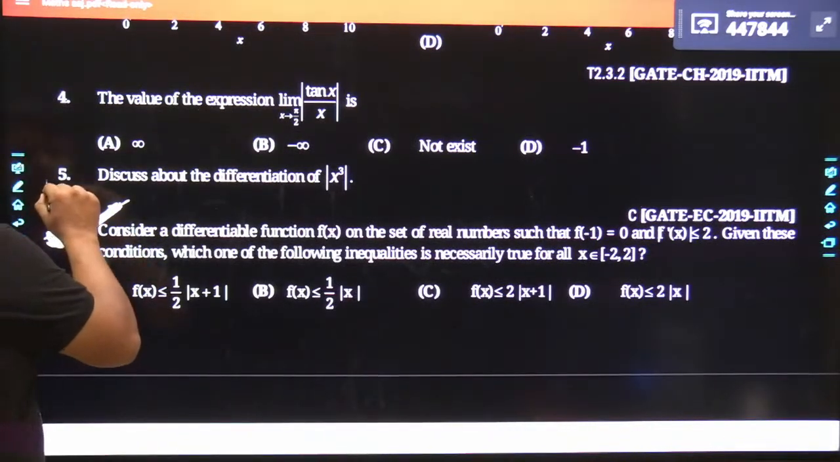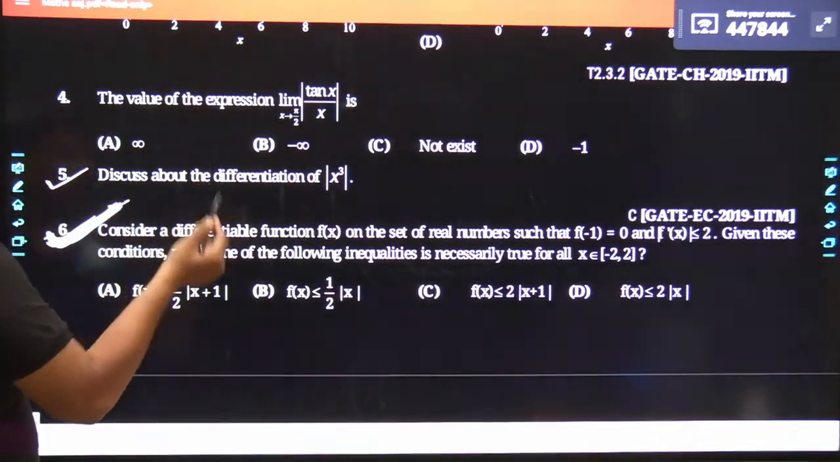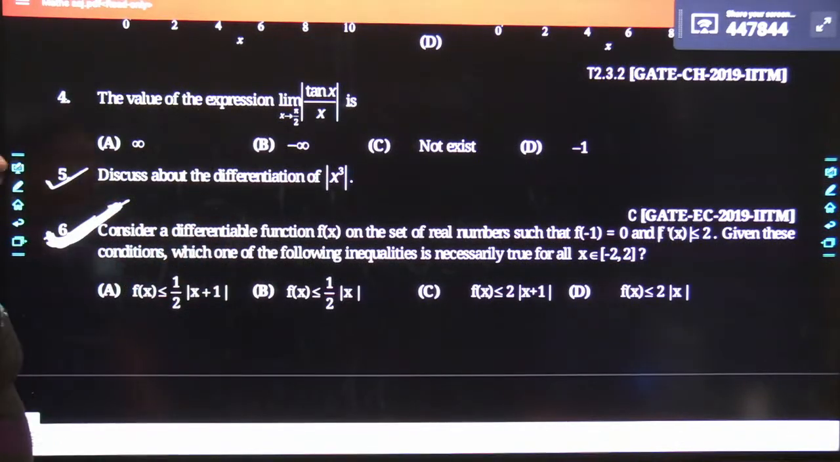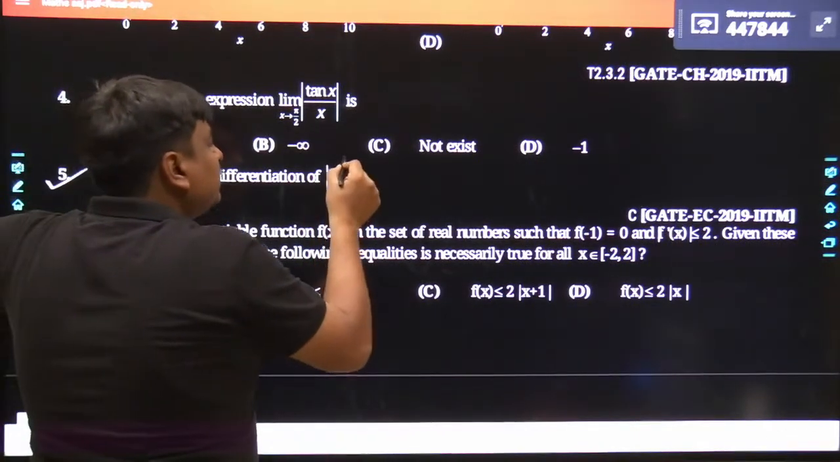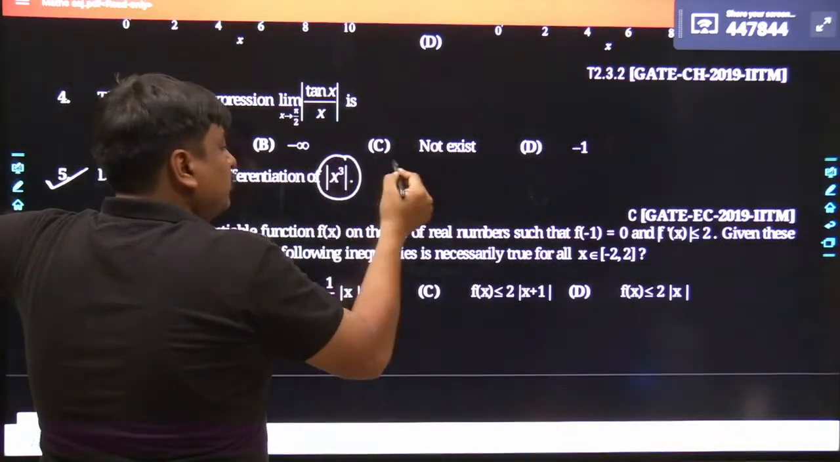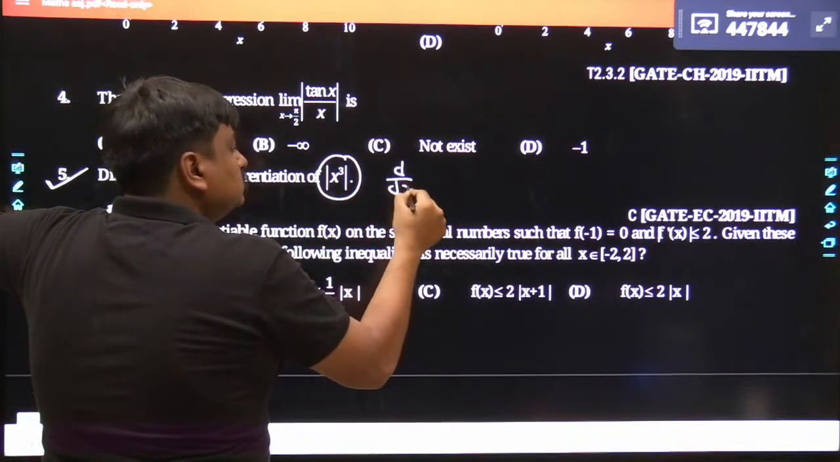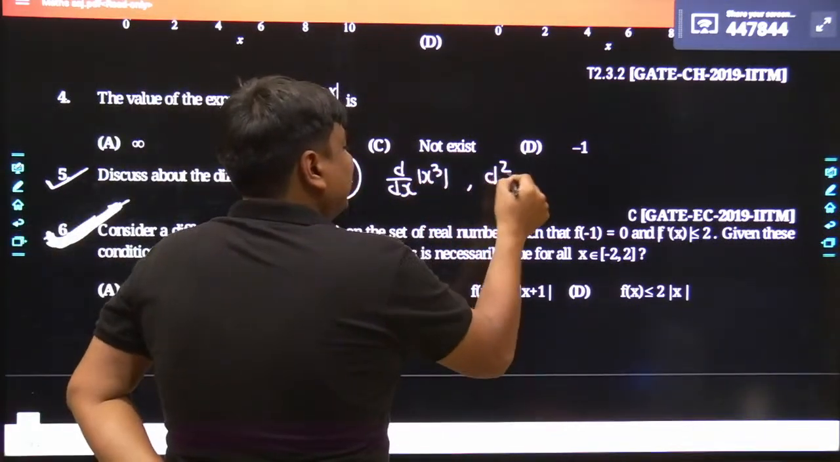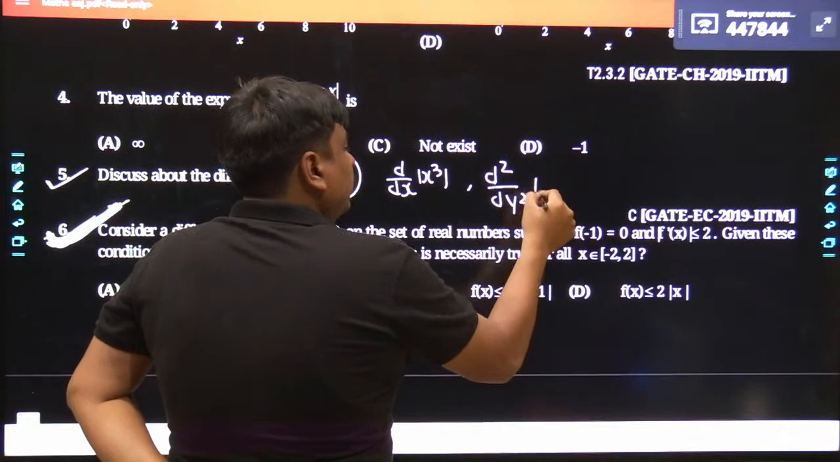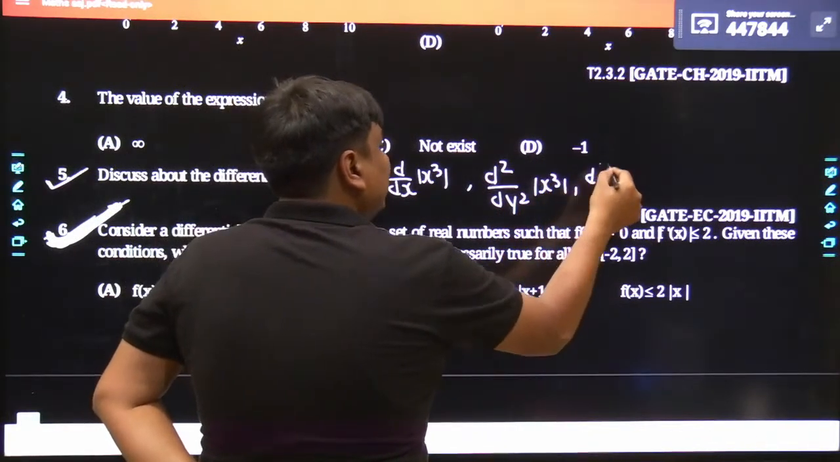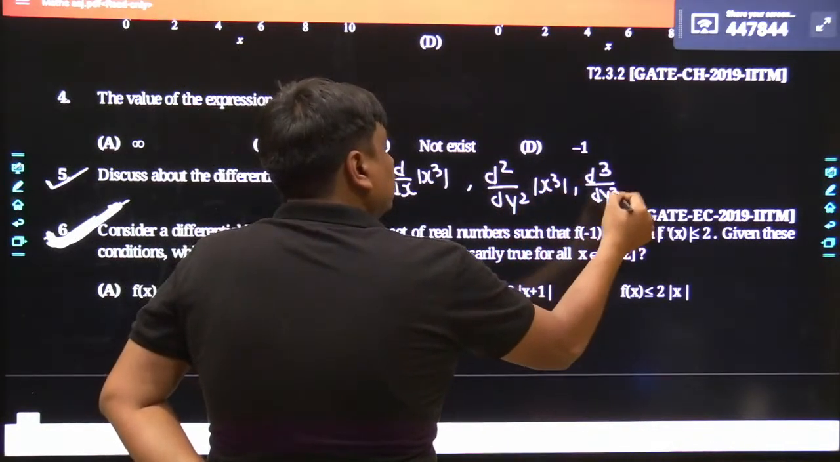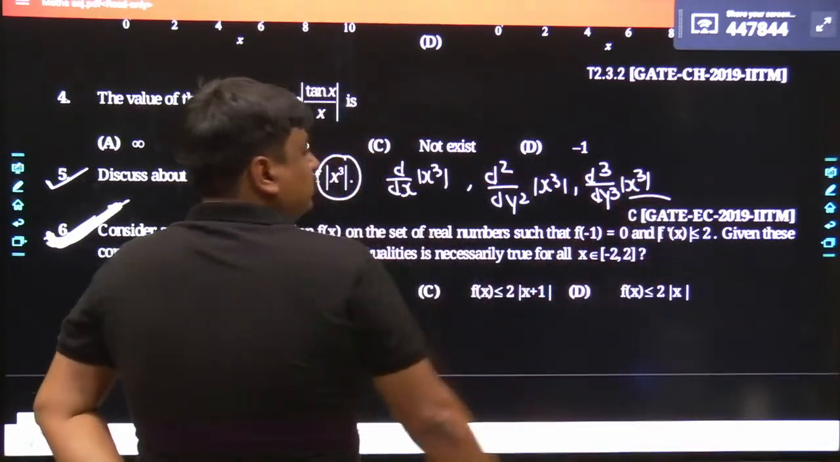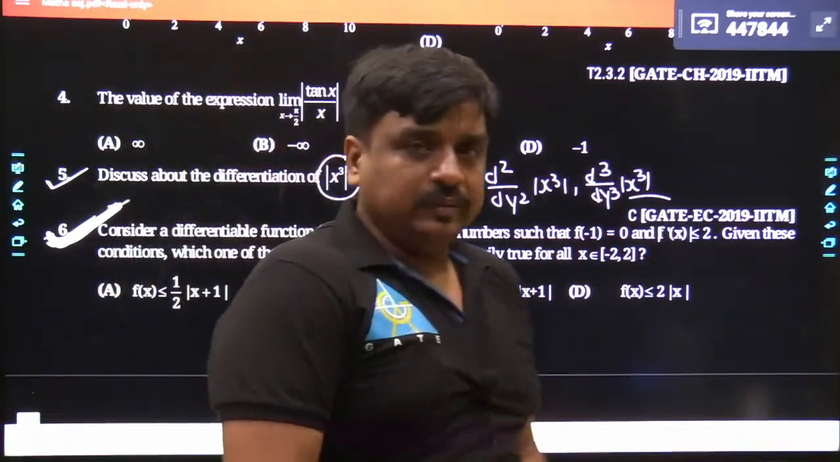And you should also be focusing on the differentiation of mod of x cube. You should also do a sort of homework where the differentiation of mod of x cube has to be taken, its first derivative. Once you are able to calculate its first derivative, you should also calculate its second derivative. Once you're done with this, you should also calculate its third derivative. This would be your homework.